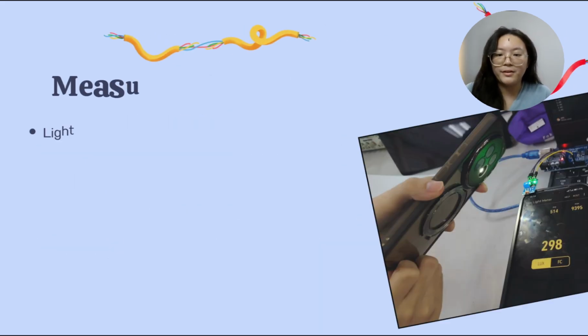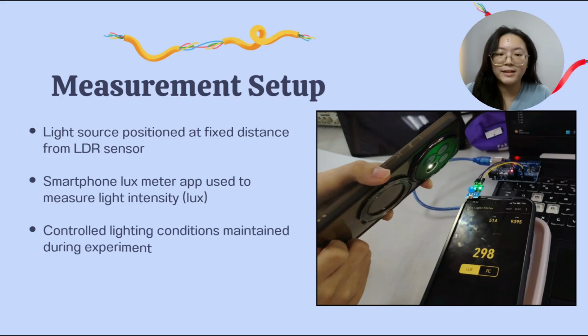During the experiment, a light source was positioned at a fixed distance from the LDR sensor. A smartphone lux meter application was used to measure the light intensity in lux. To ensure accuracy and consistency, controlled lighting conditions were maintained throughout the experiment.